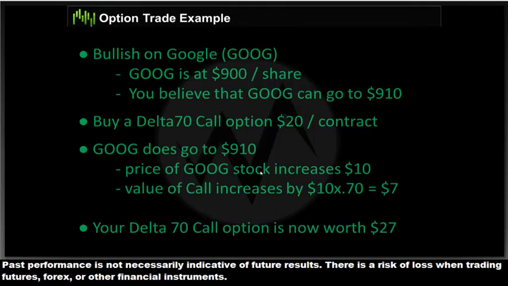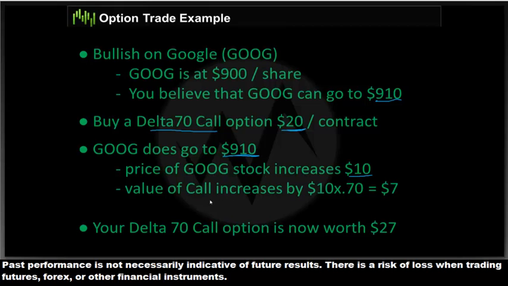Now, the best way to demonstrate this is to work through an example. Let's just say it's Wednesday morning, and you see a setup in Google and you're bullish on it. Google is currently trading at $900 a share, and based on your valuation, you believe Google can go to $910 over the next couple of hours, or maybe by tomorrow. So you buy a Delta 70 call option, which is currently priced at $20 a contract. Later in the afternoon, you check your Google price, and Google is at $910. So the Google stock price has increased by $10.